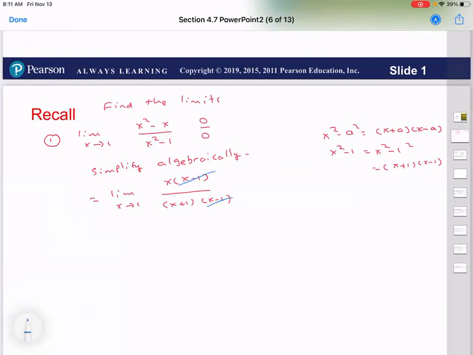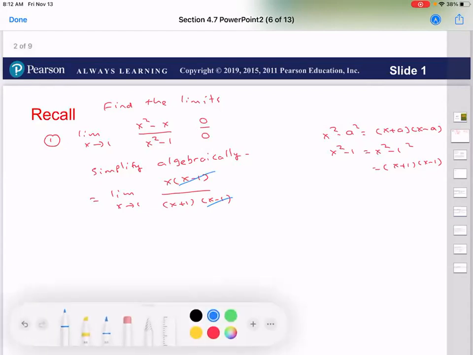Why? Because x approaches 1 doesn't mean x is 1. It means x is very close to 1. If x is 1, then we cannot do this. We cannot divide by 0. If x is 1, we cannot do this. So you have learned this in that limit section. But x approaches 1, x is very close to 1, so x minus 1 is not 0.